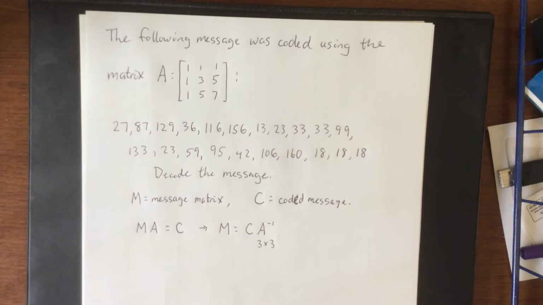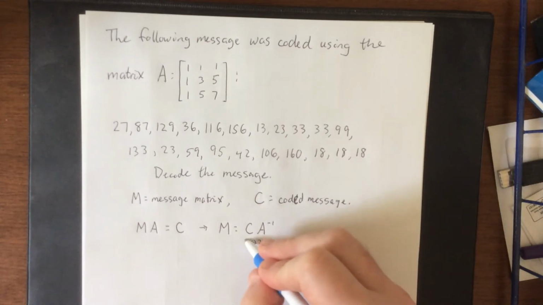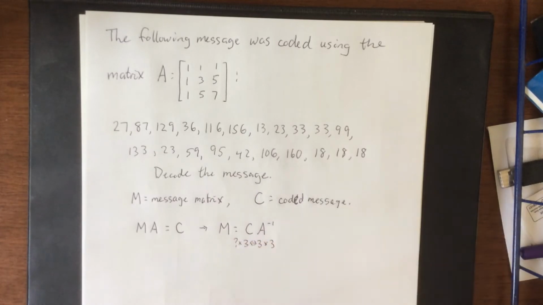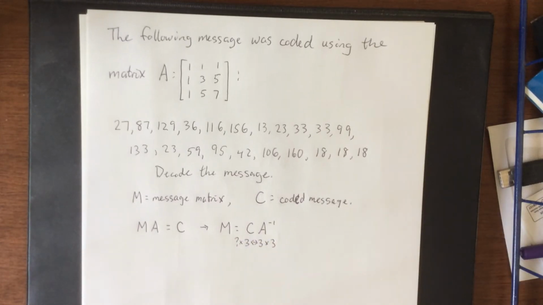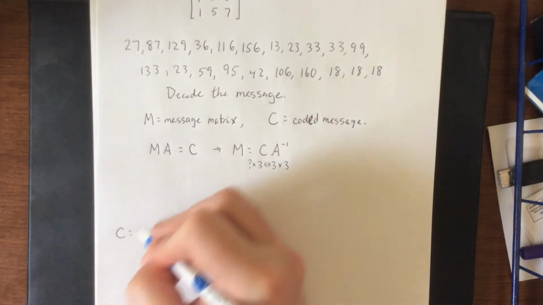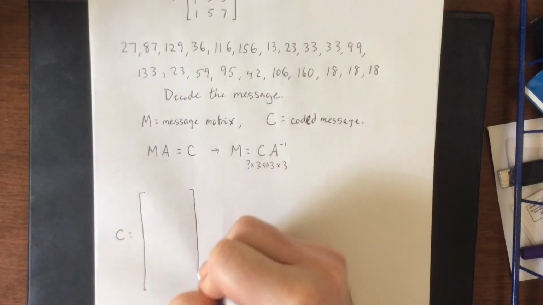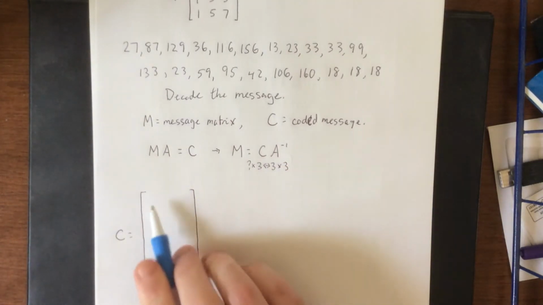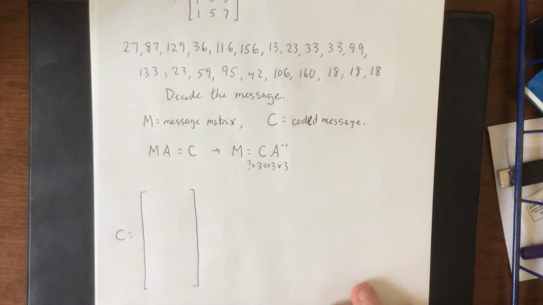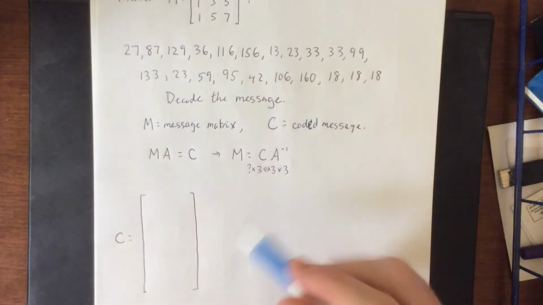In order for the matrix multiplication to make sense, the number of columns of C is going to have to be 3. The number of rows we don't necessarily know at this point, but the important thing is, if we know the number of columns, we'll be okay. We don't know how tall this is going to be, but there should be 3 columns here. So I'm going to start loading the coded message into the coded message matrix.